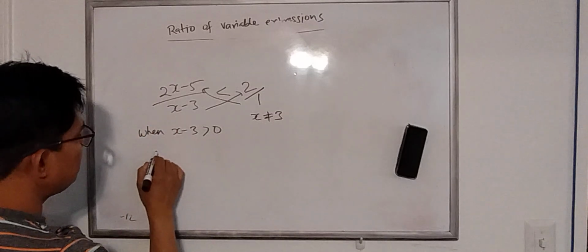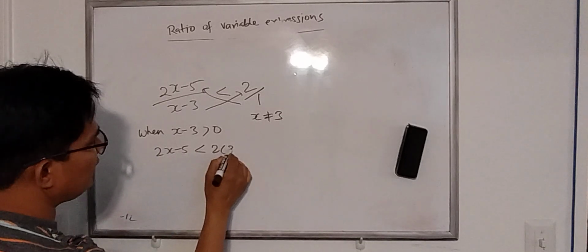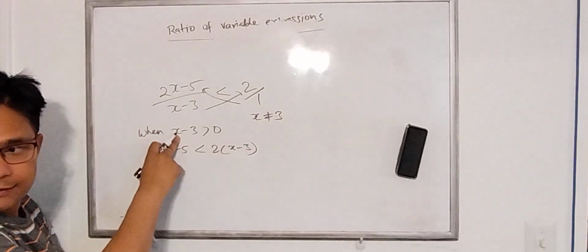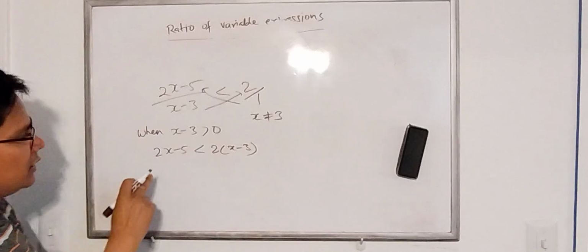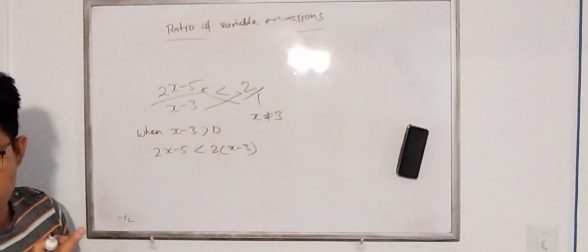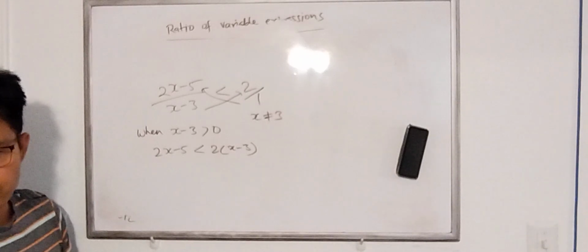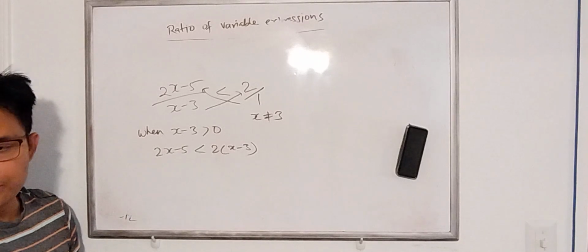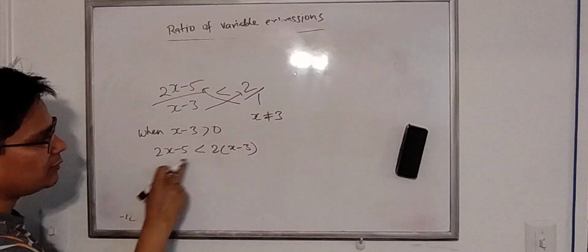Now, since this is a positive number, what we can do, 2x minus 5 is less than 2 times x minus 3. We don't have to change the direction of inequality because we assume that x minus 3 is greater than 0, means x minus 3 is a positive number. So that's why we did not change the direction of inequality. Remember this one. When you are dividing or multiplying by a negative number, then only you have to change the direction of the inequality. But when you are dividing or multiplying by a positive number, you don't have to change the direction of inequality. So here x minus 3 is greater than 0. That's why we did not change the direction.